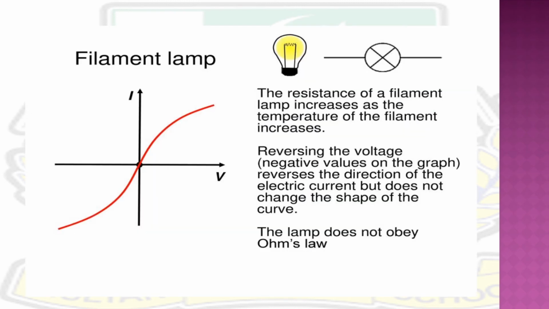And here is a brief description of this IV curve: the resistance of a filament lamp increases as the temperature of the filament increases. Reversing the voltage, or you can say the negative values on the graph, reverses the direction of the electric current but does not change the shape of the curve. So we can conclude here that the lamp does not obey Ohm's law.